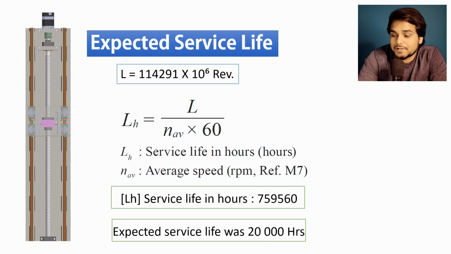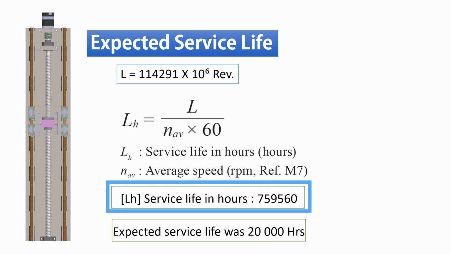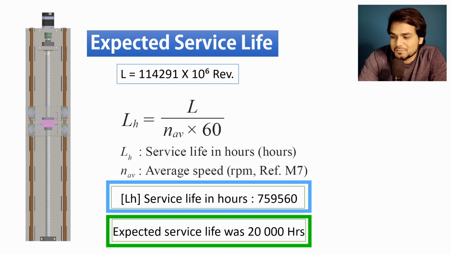And to convert the number of revolutions to hours, we can use this formula. And if you put the values, the number of hours will become 759560 hours. If I did the right mathematical calculation, I am not good in mathematics. And this number is much higher than our expected life of the ball screw, which is 20,000. So congratulations, we have completed the ball screw selection procedure, and also we have selected the bearing block arrangement.